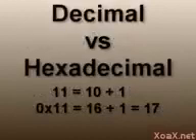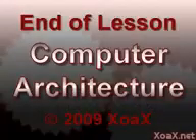This allows us to distinguish the number base so that we know that 11 equals 10 plus 1, and 0x11 equals 16 plus 1, which is 17. This concludes the lesson.